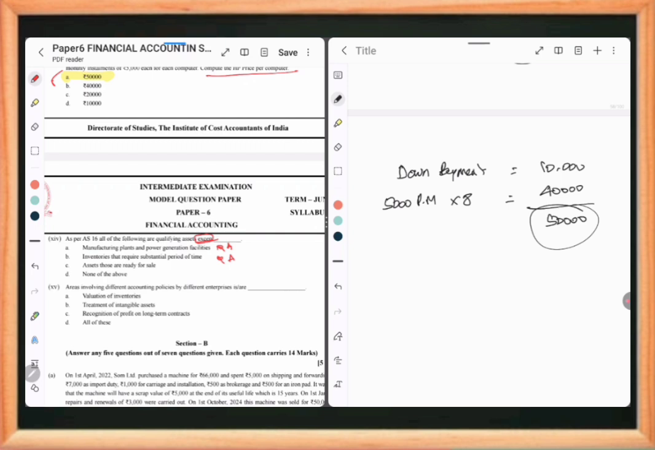So as per Accounting Standard 16, all of the following are qualifying assets except, so this is not a qualifying asset. C is the correct answer. Please make note of it. C is the correct answer.